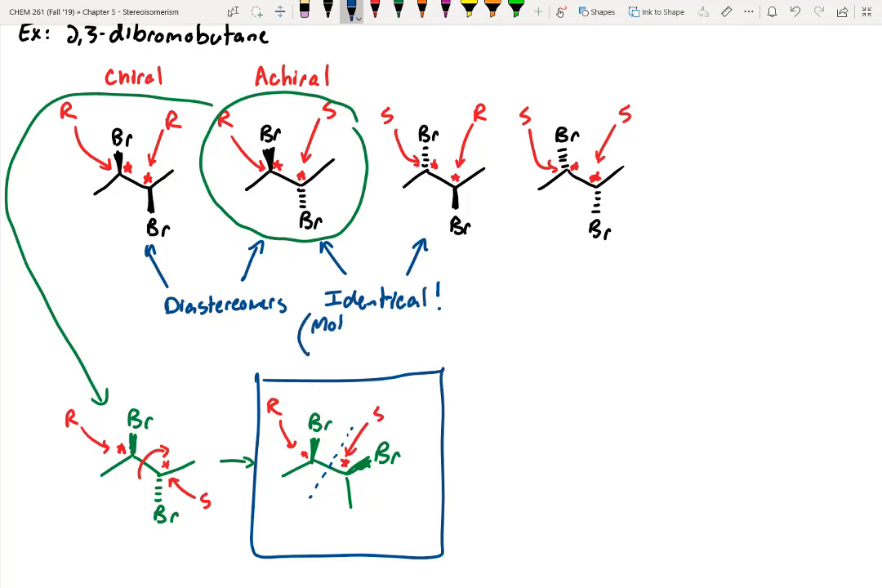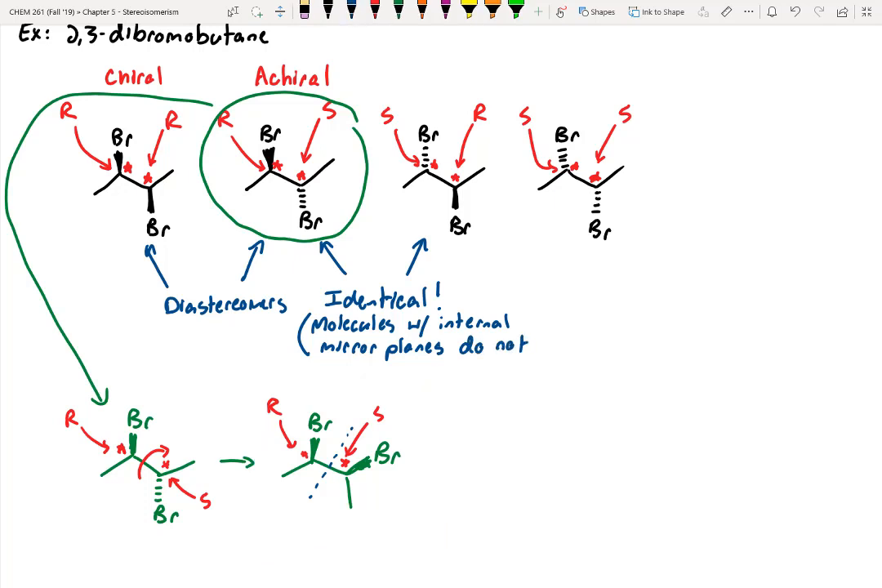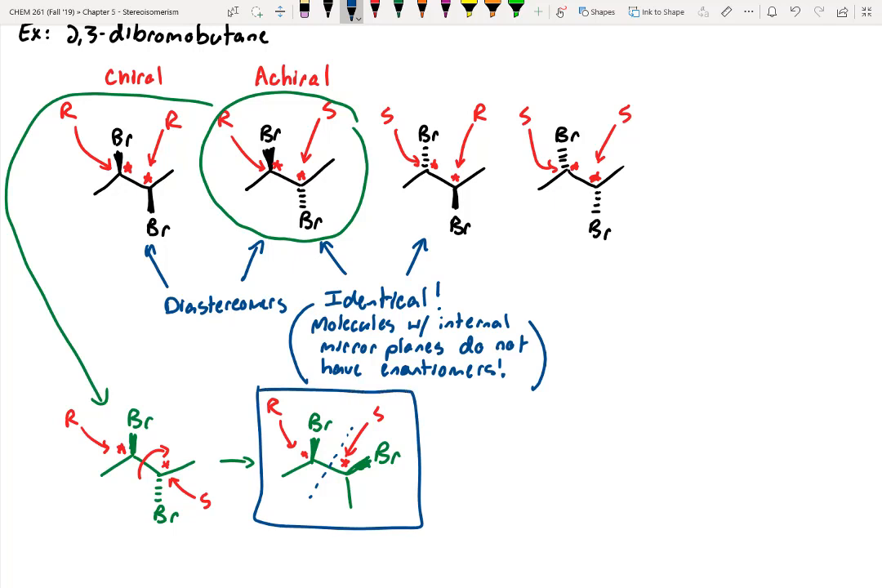And let's make a note here. So molecules with internal mirror planes do not have enantiomers. It's kind of tricky to spot, right? But down here we said that these compounds have internal mirror planes.